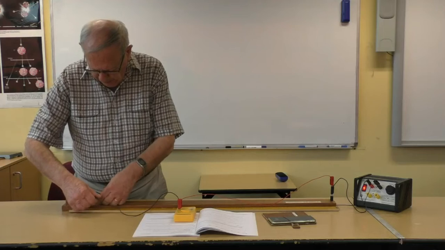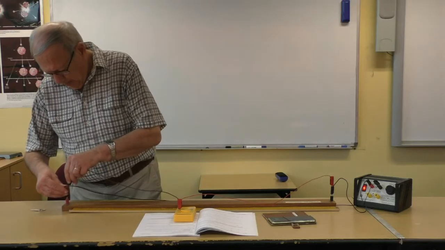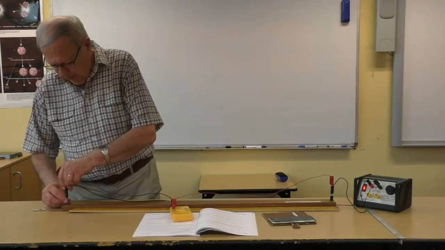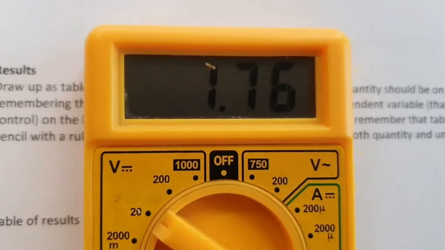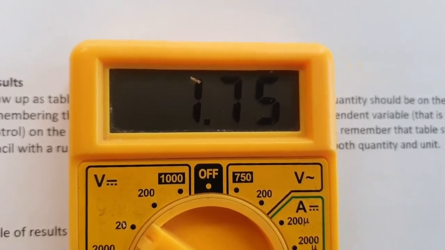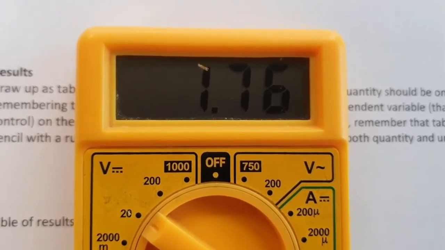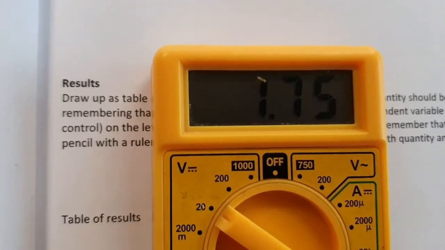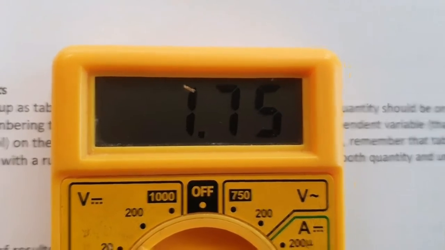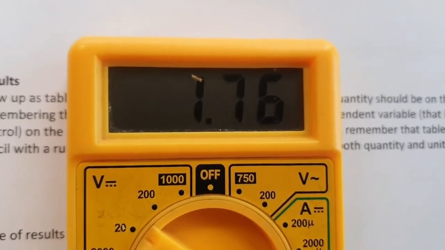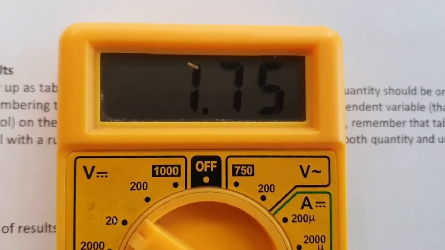Moving the conductor along to the 100 centimeters by plugging this in to the plug at the end, we can have a look at the potential difference there, and our potential difference measured in volts is, as you can see, 1.72, and there you can see that we've got a potential difference of 1.75 volts.